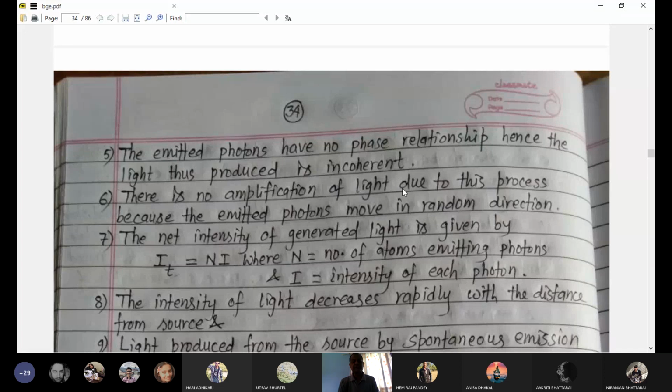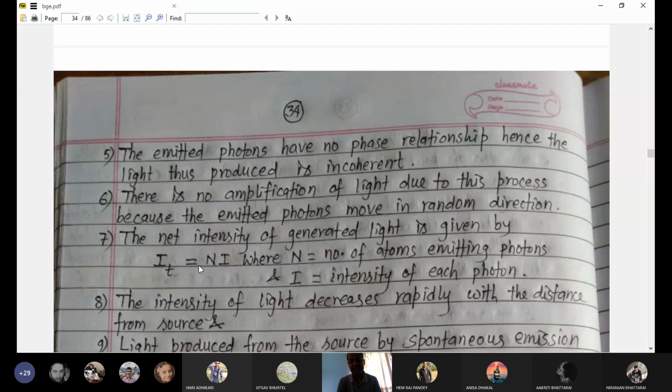The intensity of light produced by spontaneous emission is not high, because the emitted photons move in random direction by spontaneous emission of radiation. And now the net intensity of light generated is given by this formula: I_T equal to N times I.